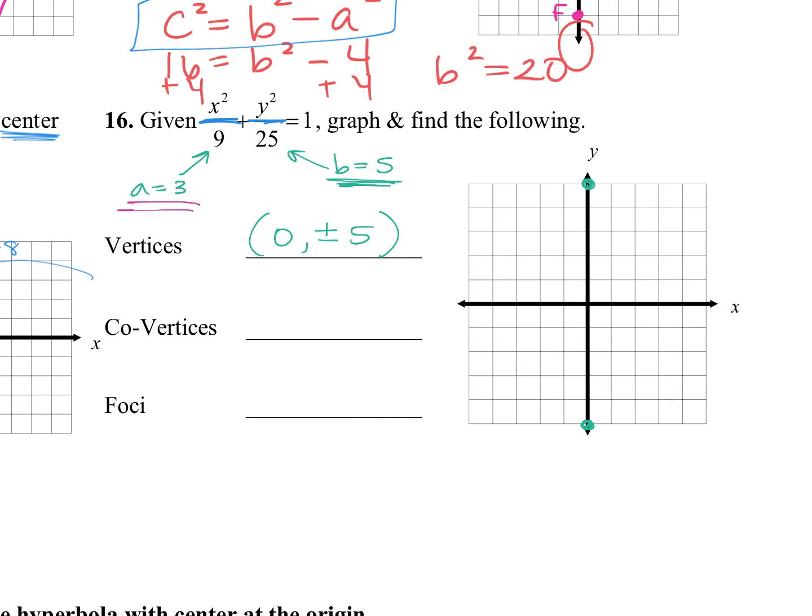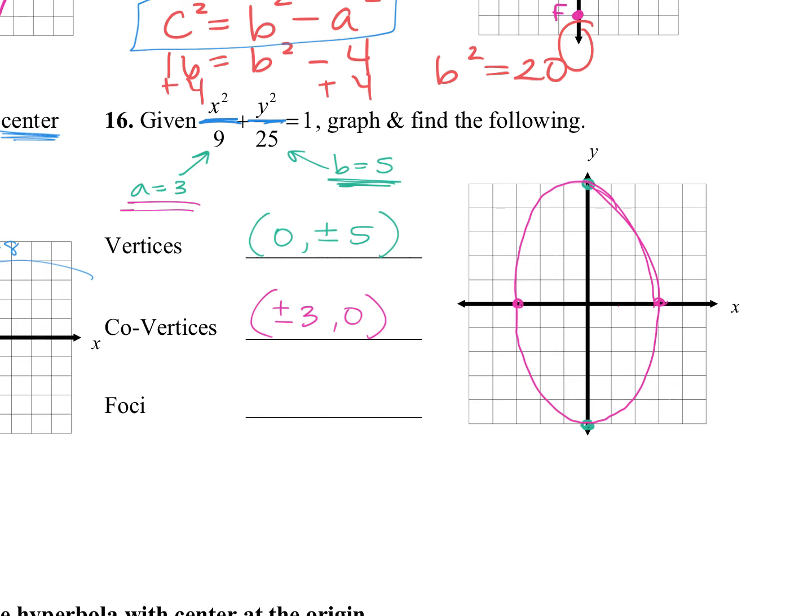Yeah, your A value, so plus or minus 3, and then 0. So 1, 2, 3, 1, 2, 3. So your ellipse is going to look like that. How do you find the foci?